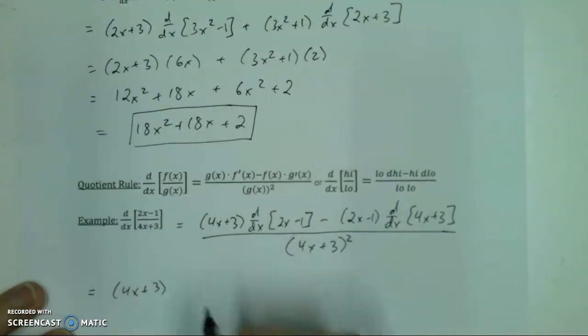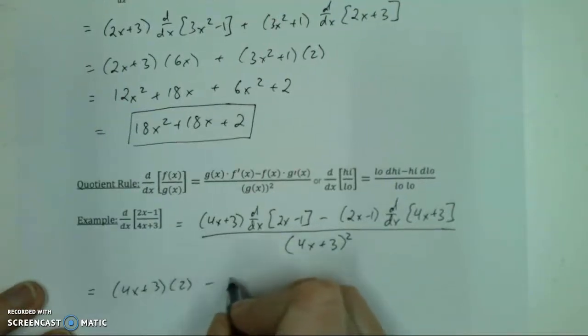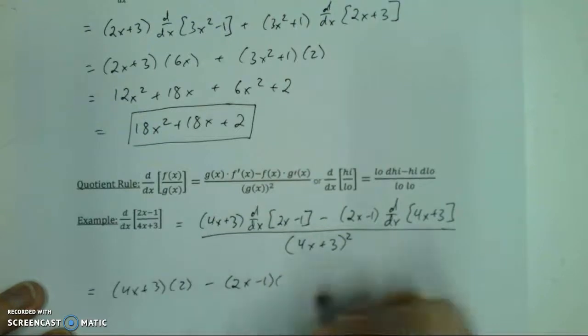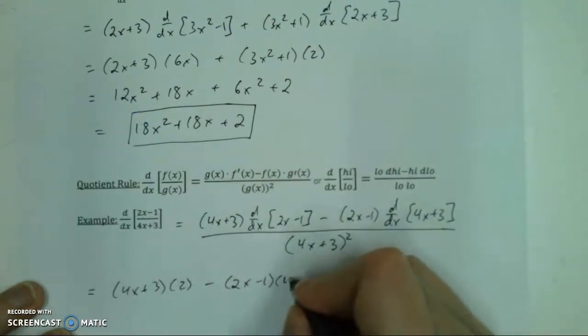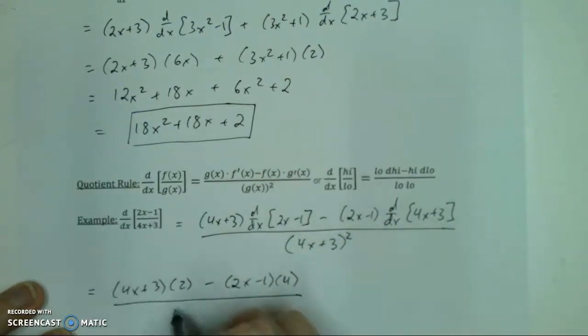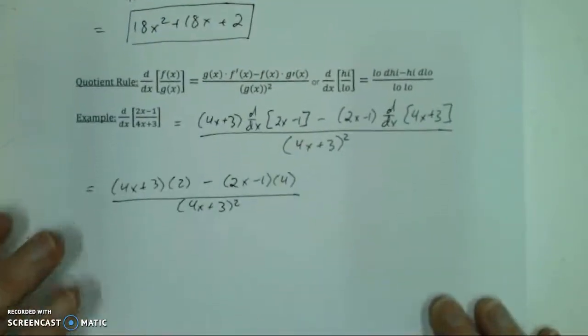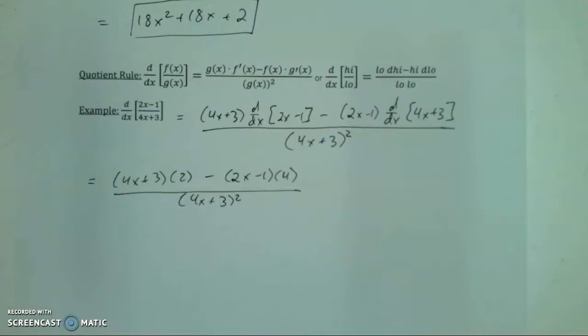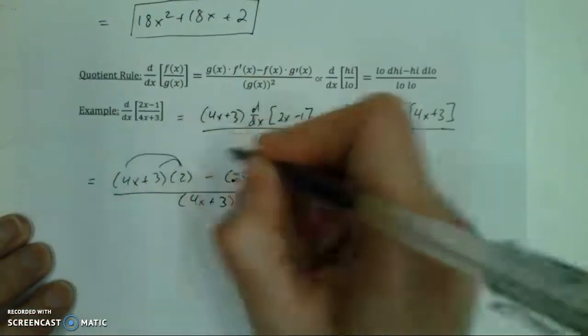So the derivative of 2x minus 1 is 2, and the derivative of 4x plus 3 is 4. And let's scooch that up. So there's my unsimplified derivative. Now, just like with the product rule, if I have binomials or lower, I would like to go ahead and distribute them out.